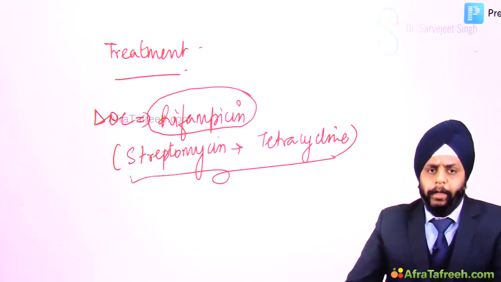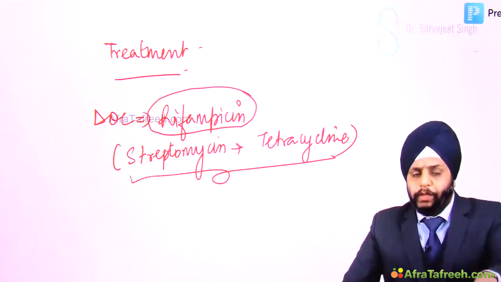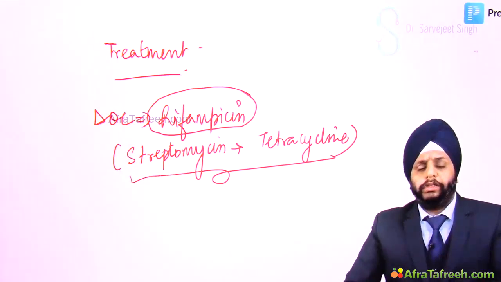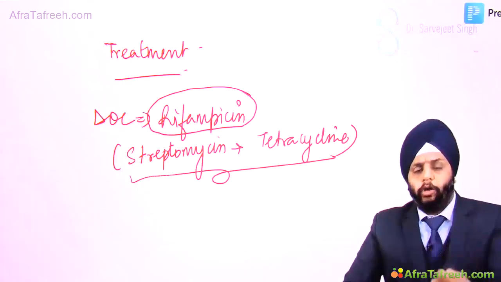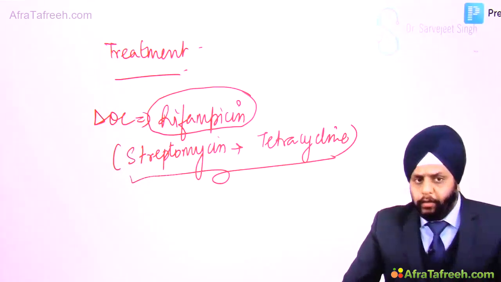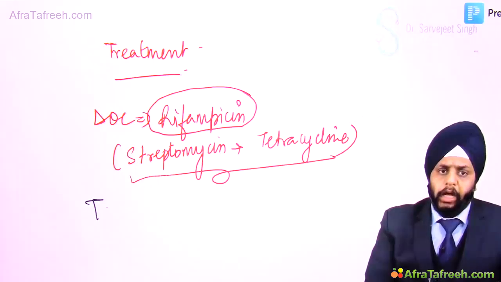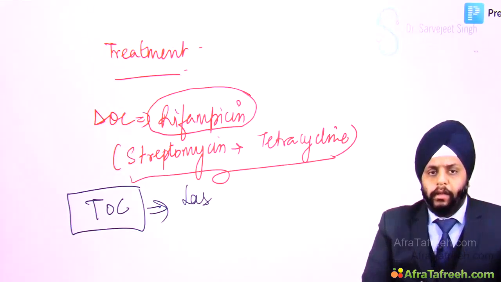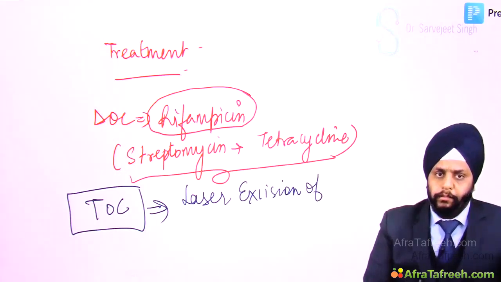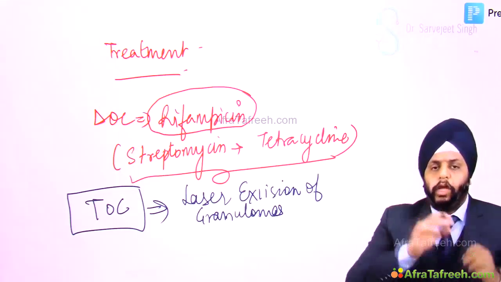Right? Okay. Remember, this is the drug of choice. Patient has presented to you with complaint of nasal obstruction. So unless you treat the obstruction, his treatment is not complete. Remember, if you give only rifampicin, these granulomas will become hard and they will block the nasal cavity. So you have to remove the granulomas. So if somebody asks me treatment of choice, then I will say my answer is laser excision of granulomas. Okay, these granulomas, they bleed. So you have to do an excision.